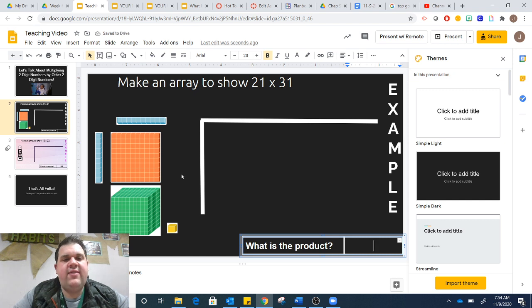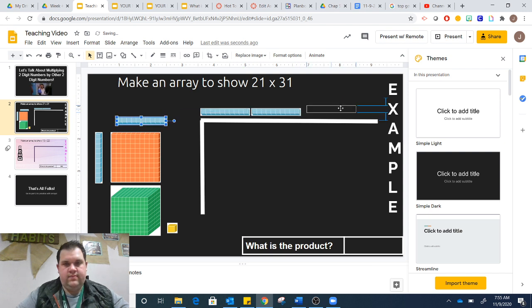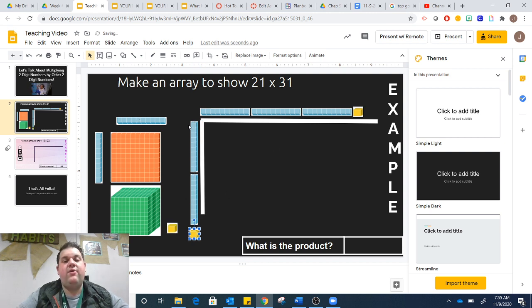Okay, let's check it together. So, I know 21 times 31. To use an array, I'm going to have to model both of those numbers. So I'm going to model 31 across the top. And I'm going to model 21 down the side. So here's 20 and 1.